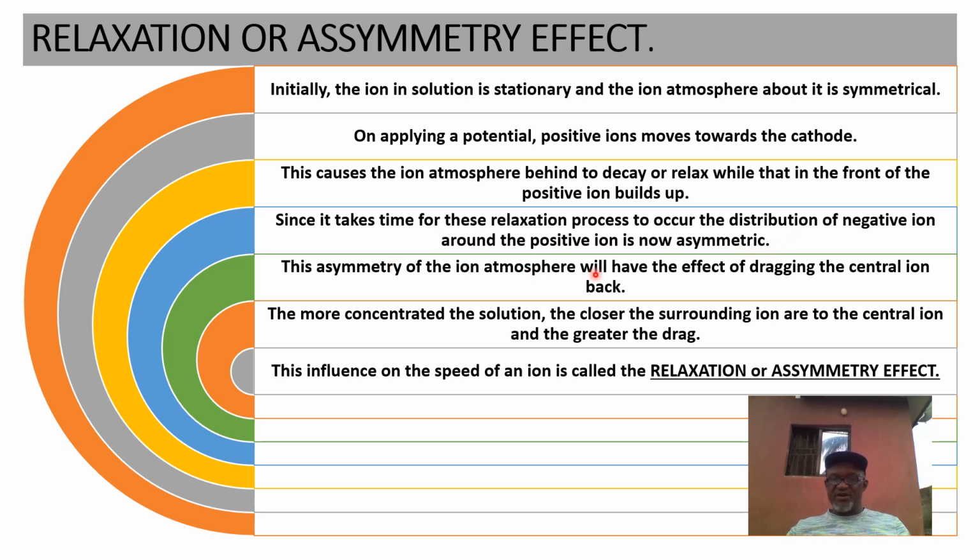So this asymmetry of the ion atmosphere has the effect of dragging the central ion back. As it moves forward, the ion atmosphere will also be dragging the central ion backwards. The more concentrated the solution, the closer the surrounding ions are to the central ion and the greater the drag. The influence of this is what we call the relaxation or asymmetric effect. There is no longer symmetry around the ion atmosphere, so we have the asymmetric effect or relaxation effect.